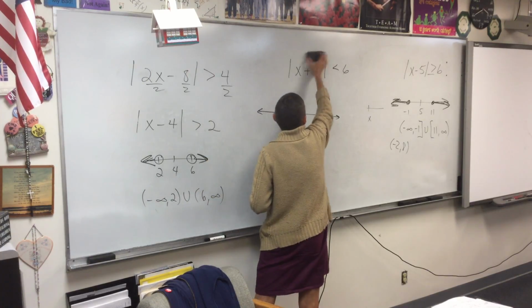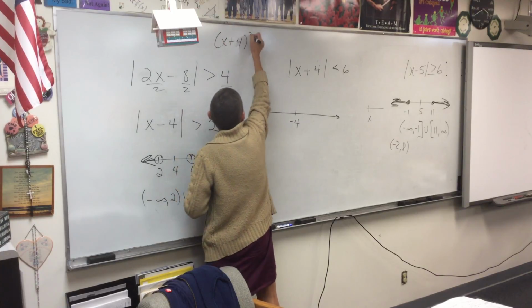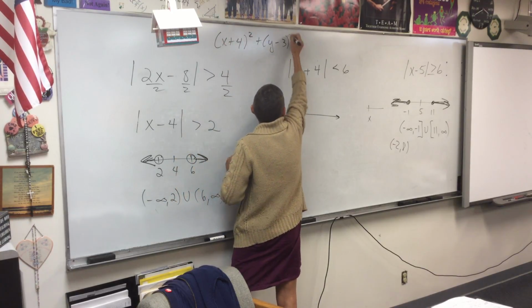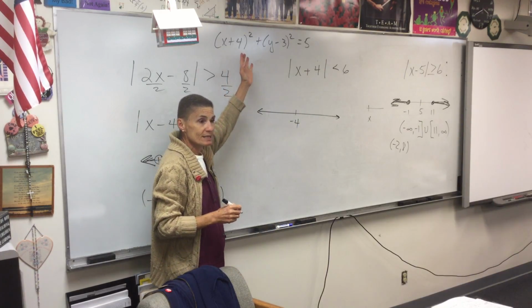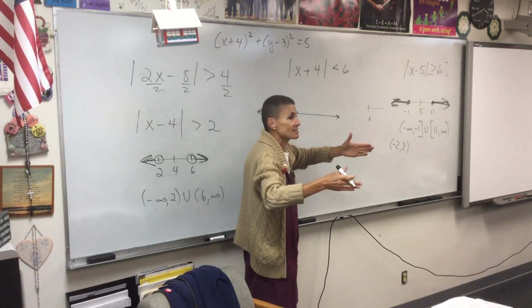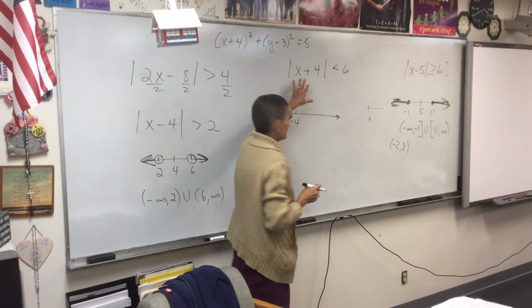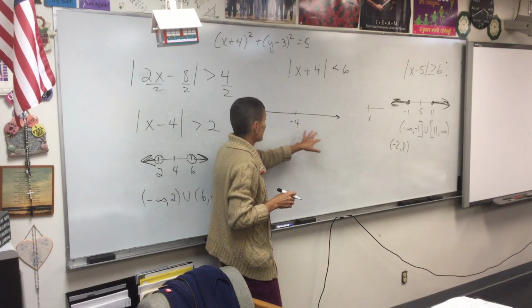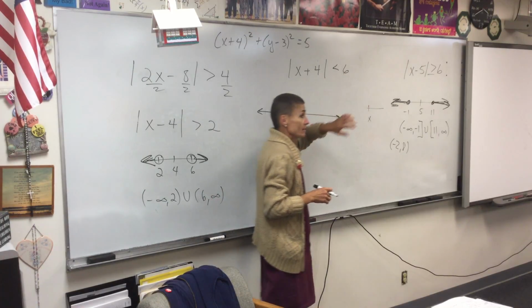Who was listening a little while ago when we had the equation of a circle? And I said whenever you have parentheses like this, you always use the opposite. Anytime you group them together, whether it's absolute value, parentheses, brackets, whatever it happens to be, it's the opposite. So here's my negative 4. The distance has to be less than 6.